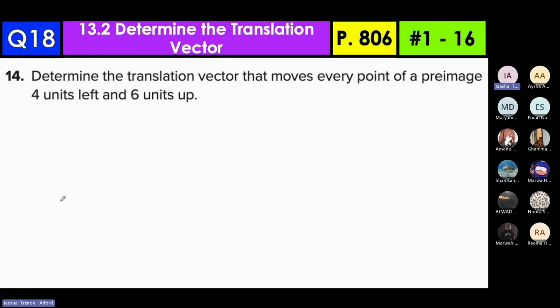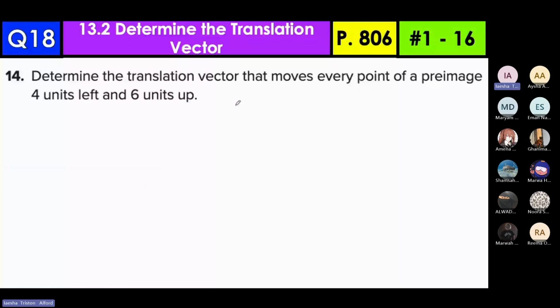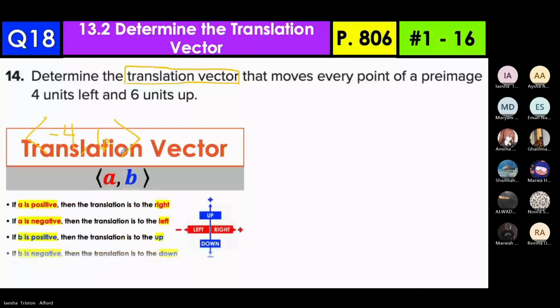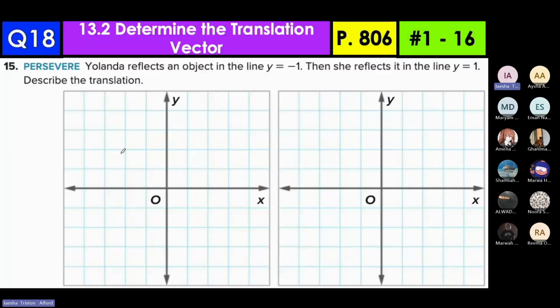Number 14. Determine the translation vector that moves every point 4 units left and 6 units up. So what should be the vector? For 4 units left and 6 up: -4 and +6. Okay, so -4 and +6.